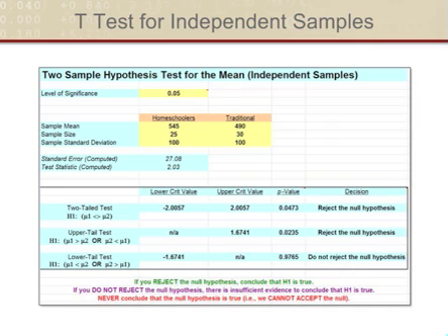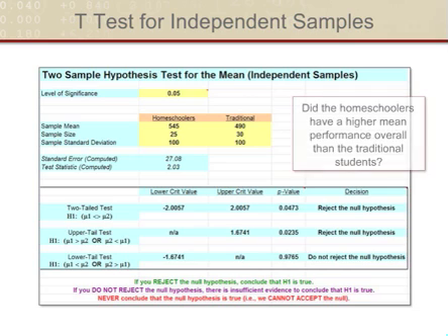Now, if you had an inclination or reason to believe that one group would be better than the other, and we do have some in the sense that there's so much published about homeschool students doing better than traditional students, fine. Whether or not you believe it is not the issue. It's what you're testing. So someone theorizes it, says it's true, and you say, I'd like to test that. Did the homeschoolers have a higher mean performance overall than the traditional students?